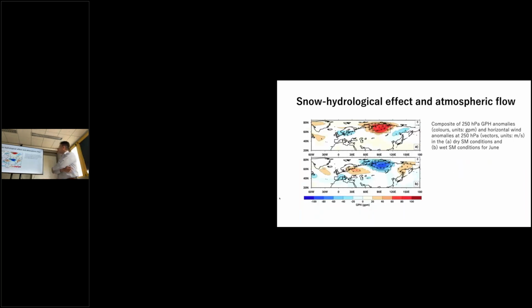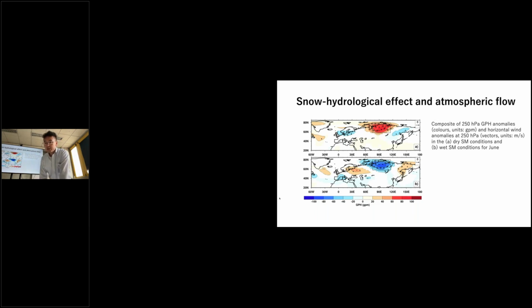And he also looked at the atmospheric flow. We did the same composite analysis for 250 hectopascal geopotential height, and we found some anomalies associated with the soil moisture conditions of these regions.